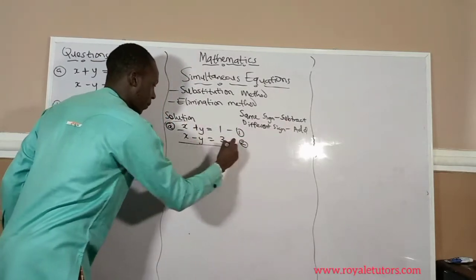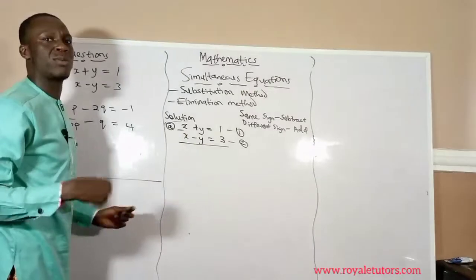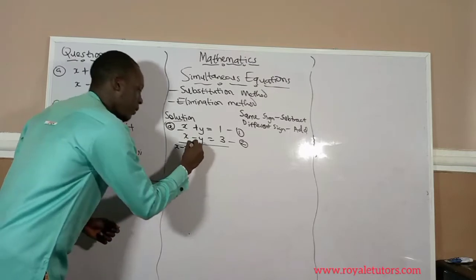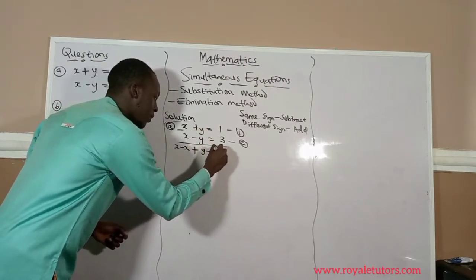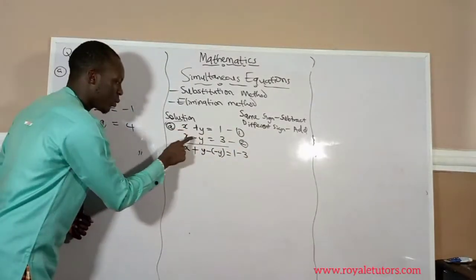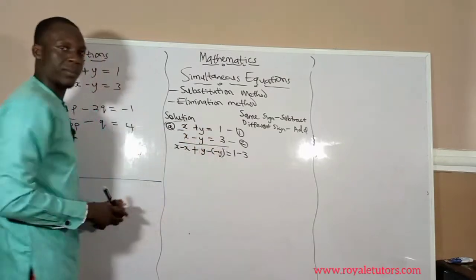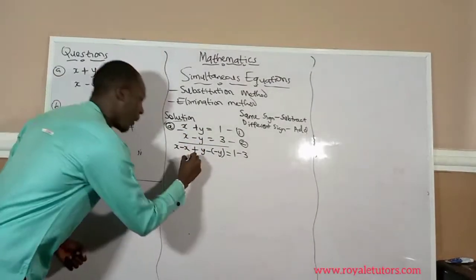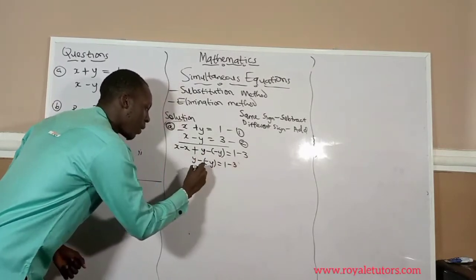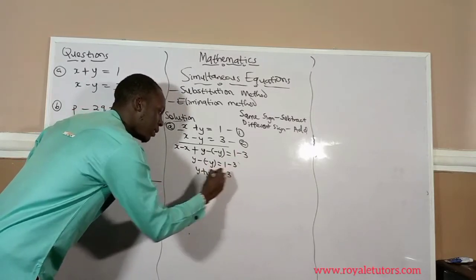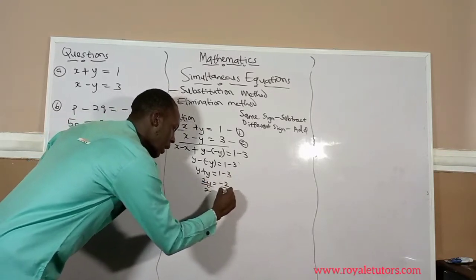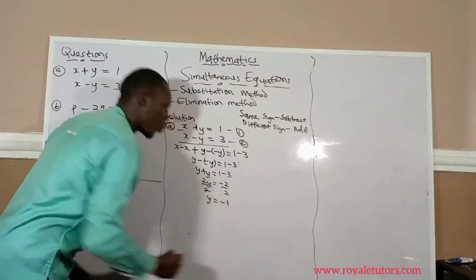So now let's subtract. We'll say x minus x, which is 0, so we don't need it. Then y minus y is equal to 1 minus 3. So x minus x is 0, and we have y minus y is equal to 1 minus 3. So it means y plus y is equal to 1 minus 3. Y plus y is 2y, and 1 minus 3 is minus 2. So I can divide both sides by 2 and have my y equal to minus 1.